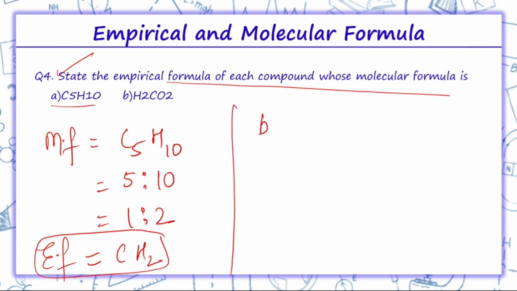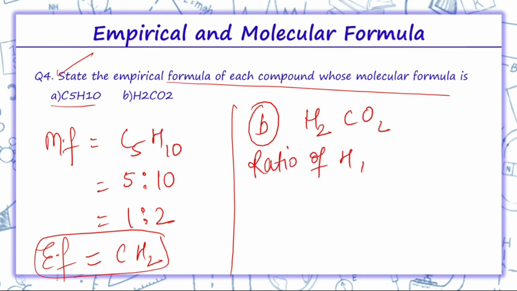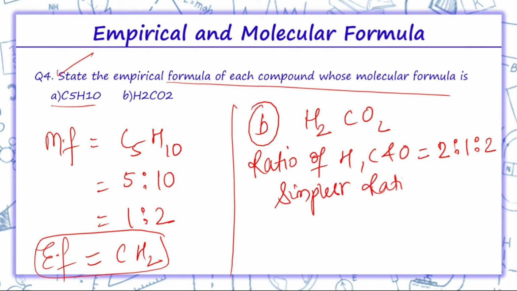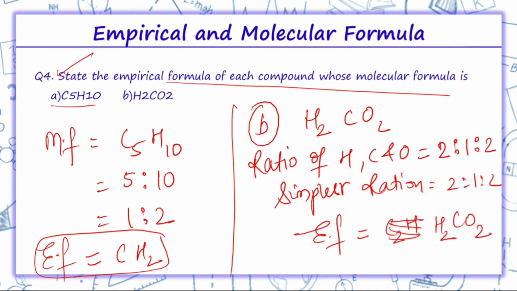In the second, if we look at H2CO2 over here, the ratio of hydrogen, carbon and oxygen is 2:1:2. Now this is already the simplest ratio. So the simplest ratio is also the same, that is 2:1:2. Therefore the empirical formula will be H2CO2, because hydrogen is 2, carbon is 1 and the simplest ratio of oxygen is 2.